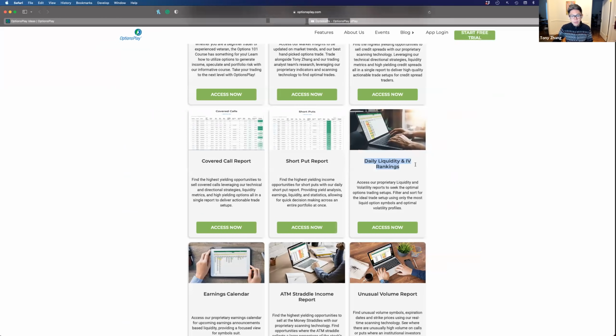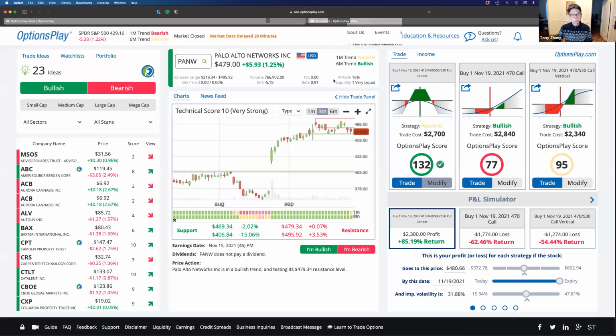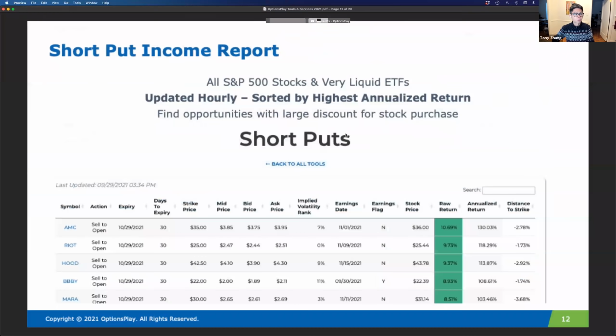We also have liquidity and IV ranking, but that's already built into your OptionsPlay platform. So for any symbol that you type in, you have the IV rank and you have the liquidity. This gives you a sense for whether the options that you're trading are liquid or not, and the implied volatility rank, something that a lot of you like to use in your trading. So this is all available to you on our platform.